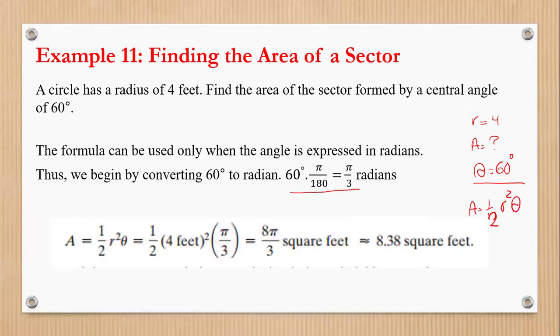Replace the numbers into the formula. So 1/2, r, which is the radius, is 4 feet, squared, and then multiply by theta. If we square 4, we get 16. 16 times pi on top, 2 times 3, which is 6, at the bottom. And if we simplify, we get 8 pi over 3. But the unit in this case is square feet, because you had the feet, which you squared over here. So now the unit is square feet. So the area of that sector is 8.38 square feet.